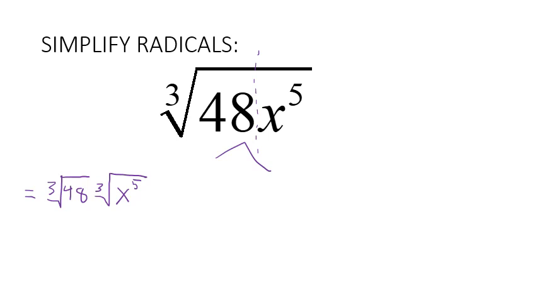Okay. When we simplify our constant, we want to first see if 48 is a perfect cube. It is not, so I need to find a perfect cube factor of 48. So when I do that, okay, 48 has a perfect cube factor of 8, and 8 times 6 is 48.